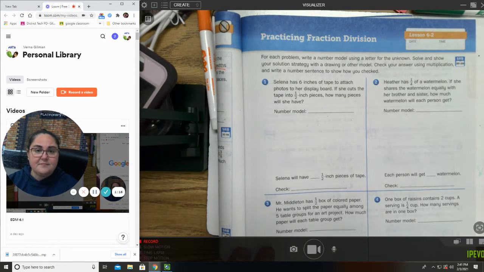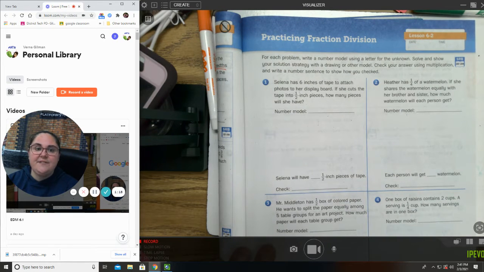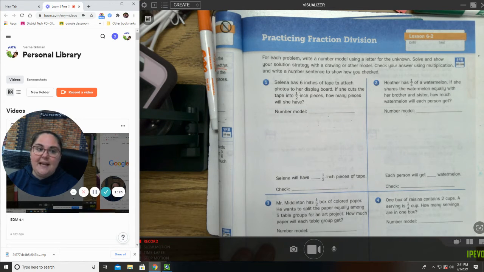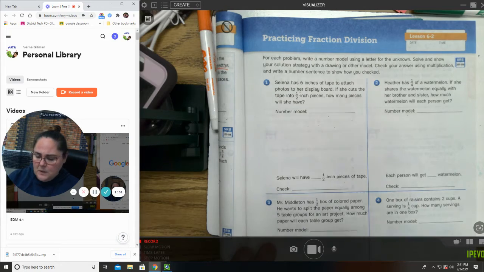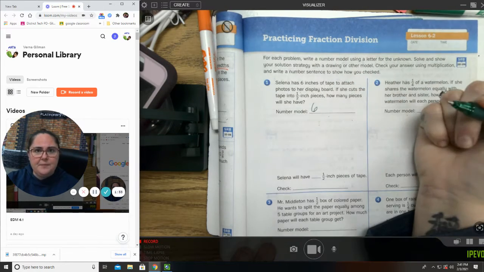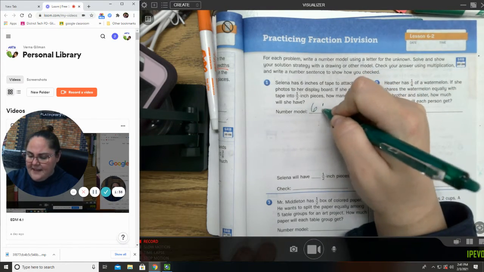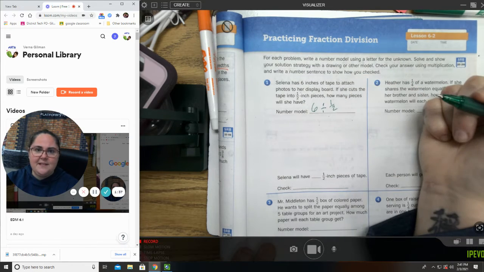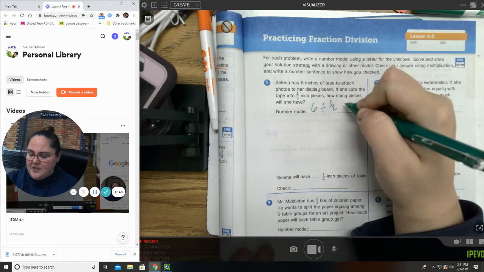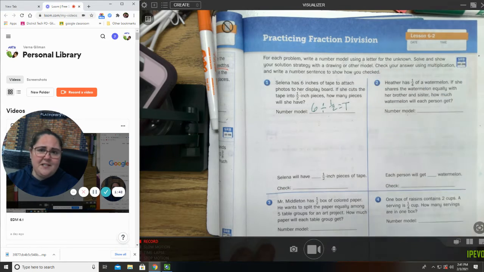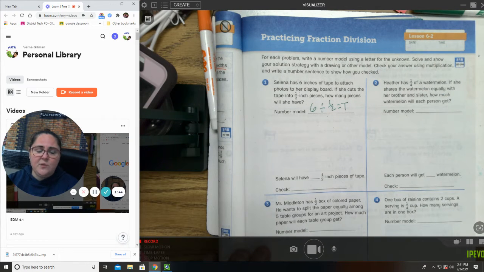Number one, Selena has 6 inches of tape to attach to photos on her display board. If she cuts the tape into half-inch pieces, how many pieces will she have? Okay, I'm cutting up the tape. So I have 6 inches of tape, and I'm dividing it by 1/2 inch pieces. How much do I have? I'm going to put T, tape. How many pieces will I have?